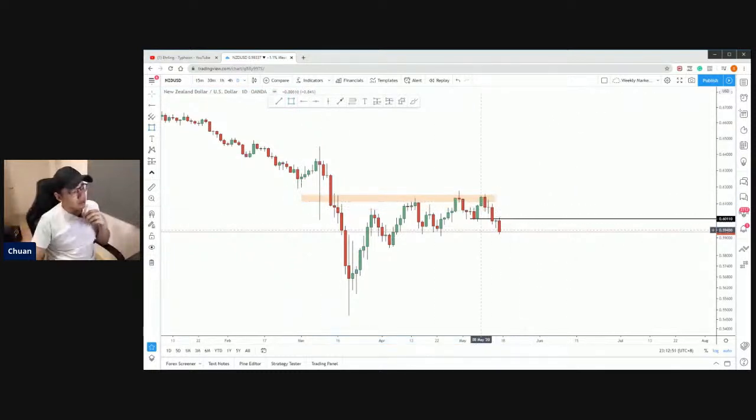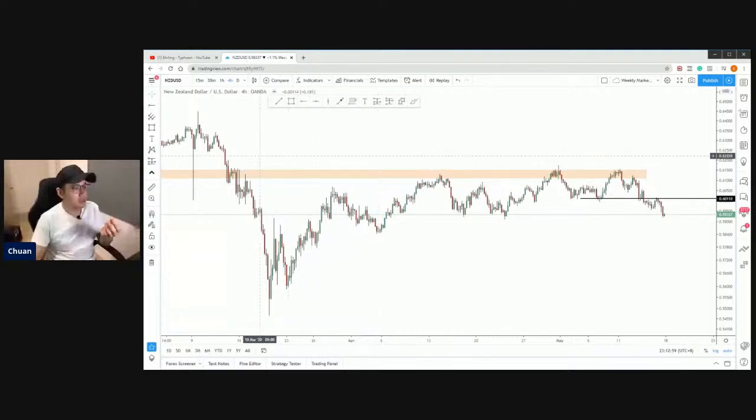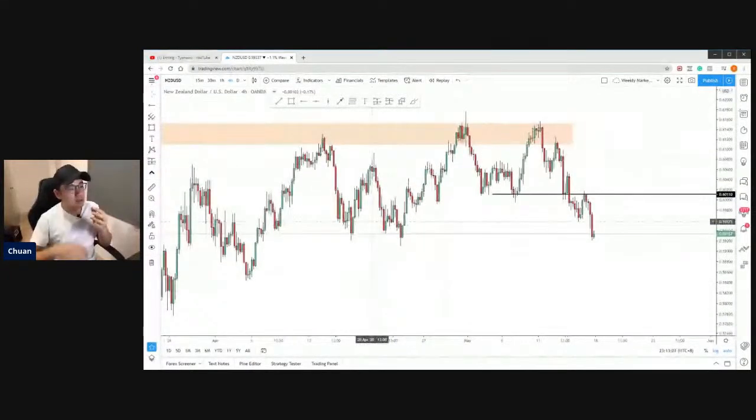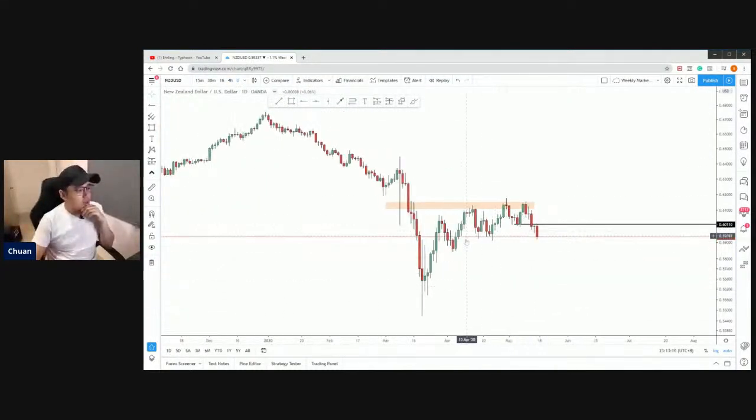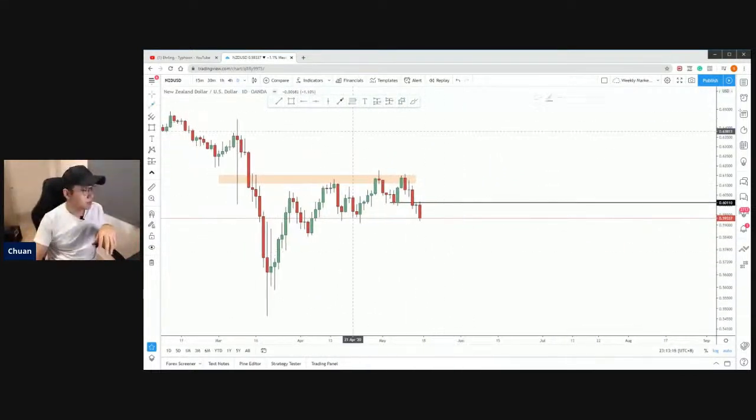You may be wondering how come I can spot this resistance level so fast, because on the H4 chart we can see that this level is being tested multiple times. So by doing more and more practice, you will be able to spot this level very fast and very accurately. Back to the daily chart, we know that this swing point was actually broken, and this week I'm looking for a retracement here.